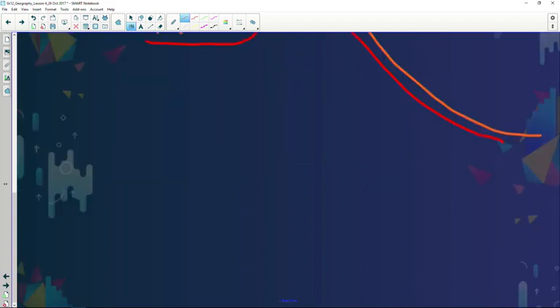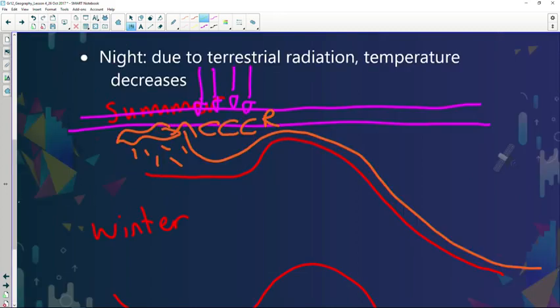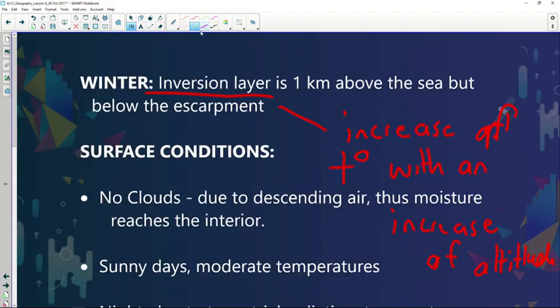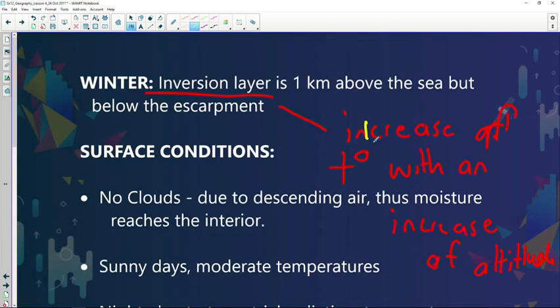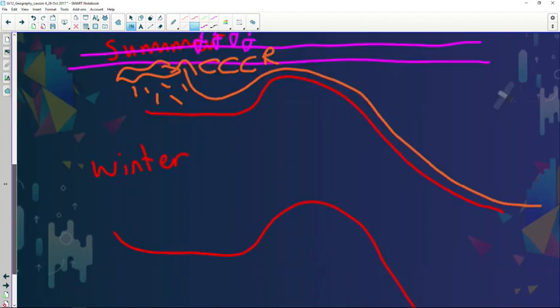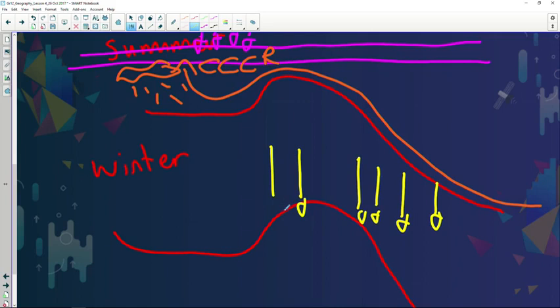But during winter, because of colder temperatures, what happens? The Kalahari high pressure has got a stronger subsidence, meaning the air is sinking. Why? Because of colder temperatures.